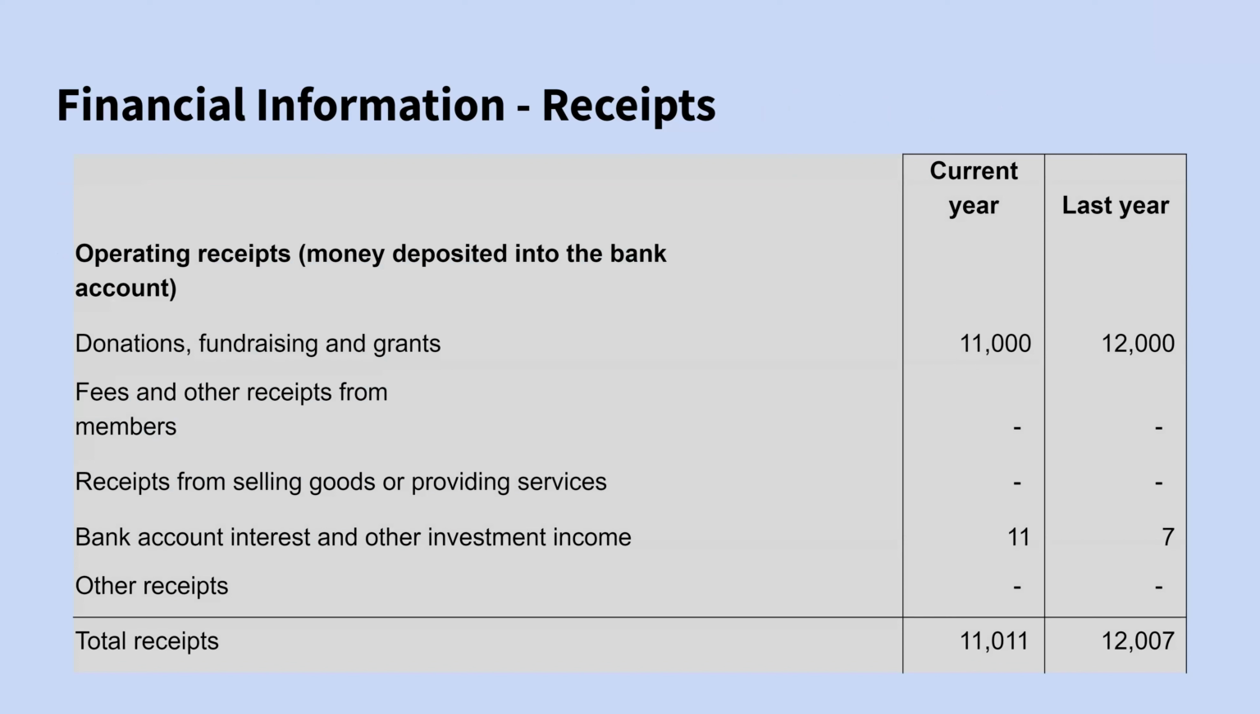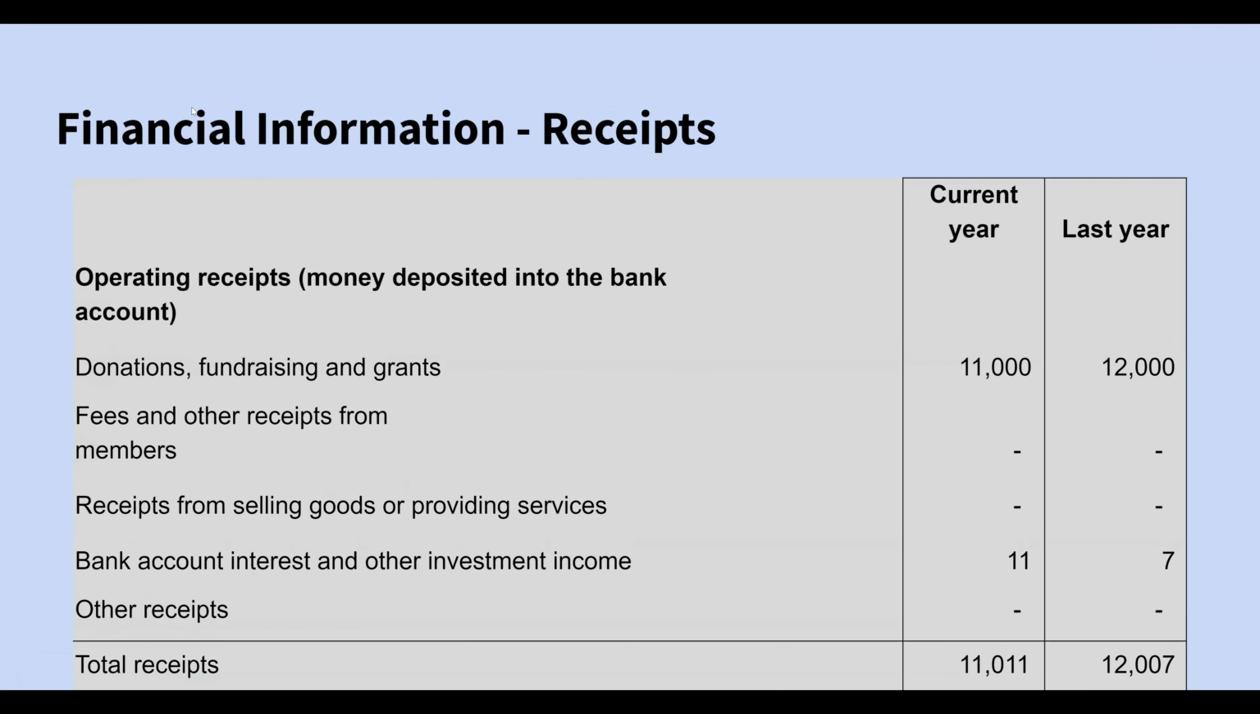These are the categories that must be used to report operating cash receipts and payments, and these are the 5 categories here. These categories are donations, fundraising and grants; fees and other receipts from members; receipts from selling goods and providing services; bank account interest and other investment receipts; and other receipts. Donations received consist of donations or income from fundraising events or campaigns, or grants received. And as you can see, most of our organization's income comes from this section.